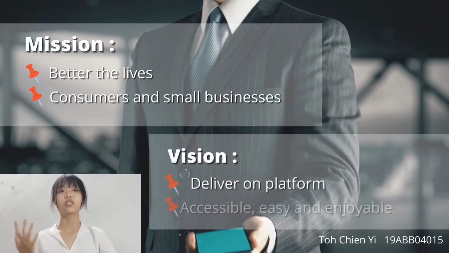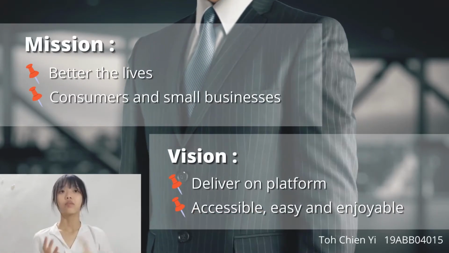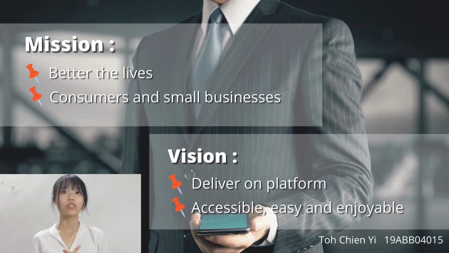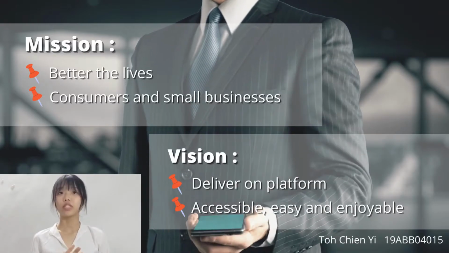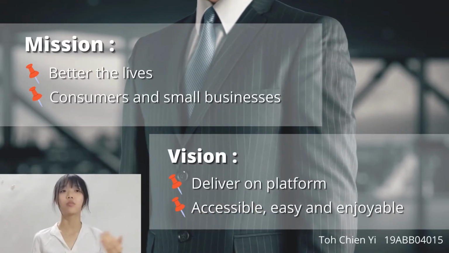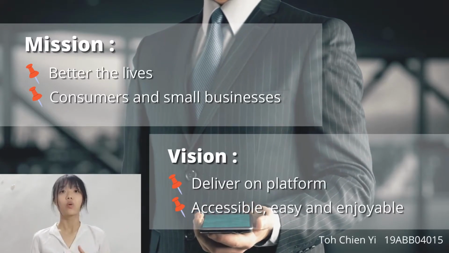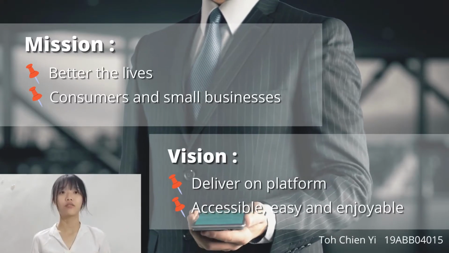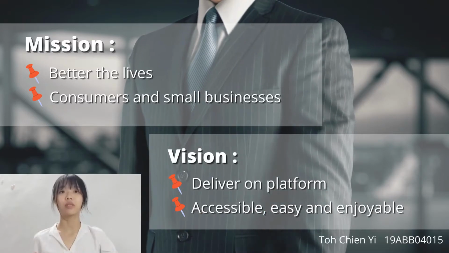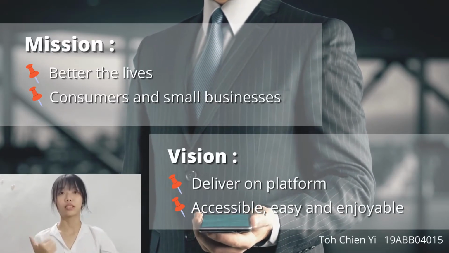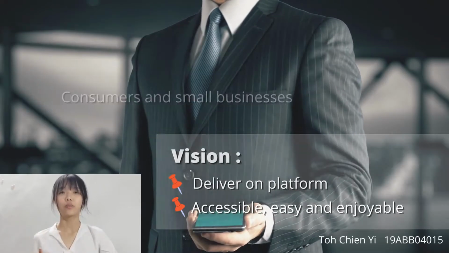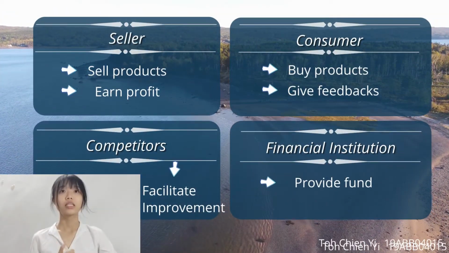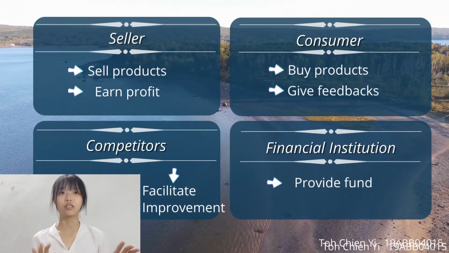In order to make sure of the continuity of a company, missions and visions play a vital role. The mission of Shopee is to better the life of consumers and small businesses with technology, while the vision is to deliver on the platforms every single day. They believe online shopping should be accessible, easy, and enjoyable. For an e-commerce platform, it is important to stay balanced in the ecosystem.